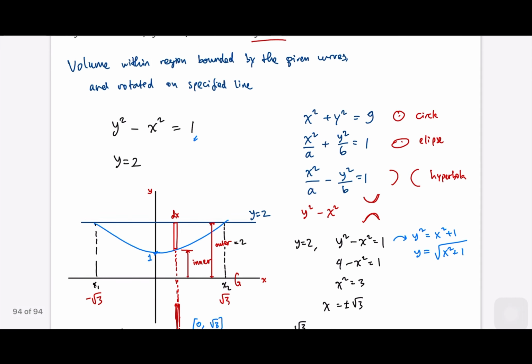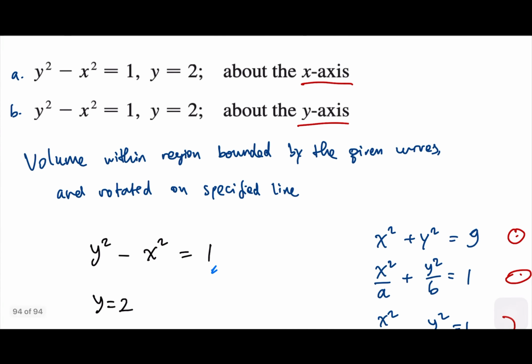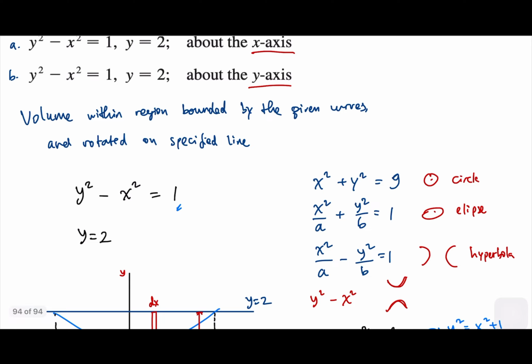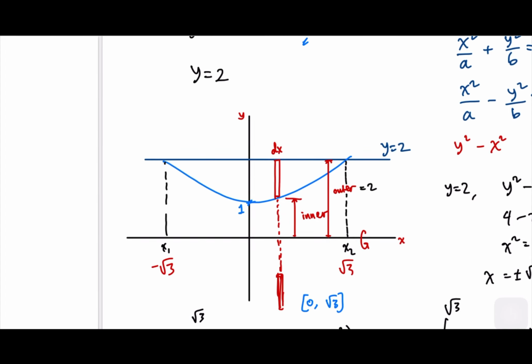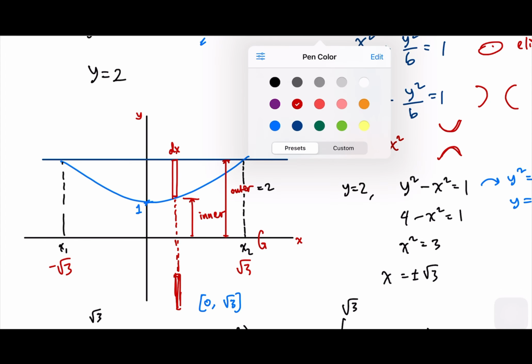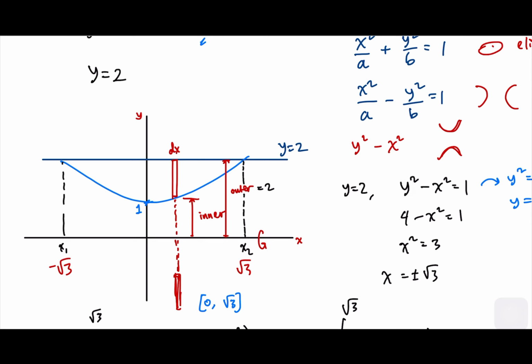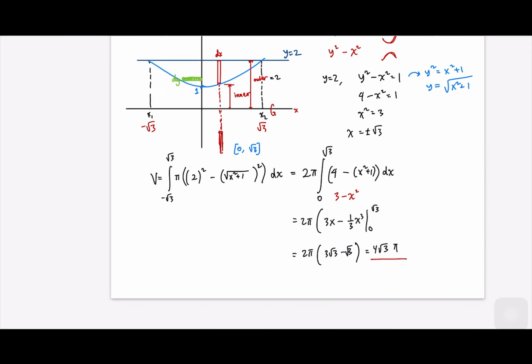Now the second case, the same hyperbola, same curve, which is rotated about the y-axis. I think I can make it around here. dy. Because we are using dy here, this is pretty much the disk method, and I think it will be much easier than this one.